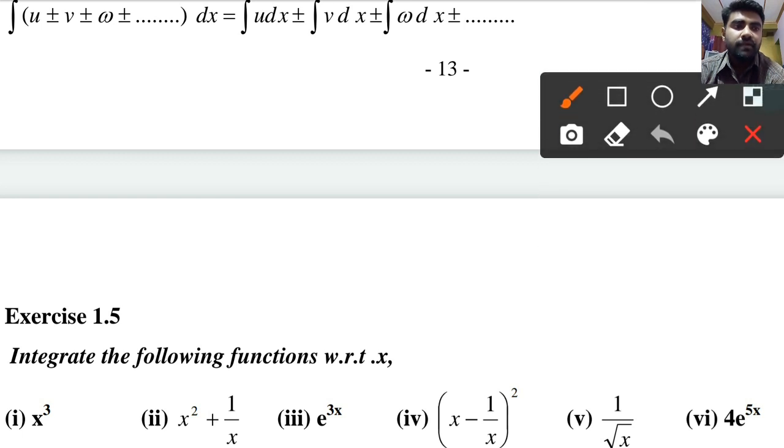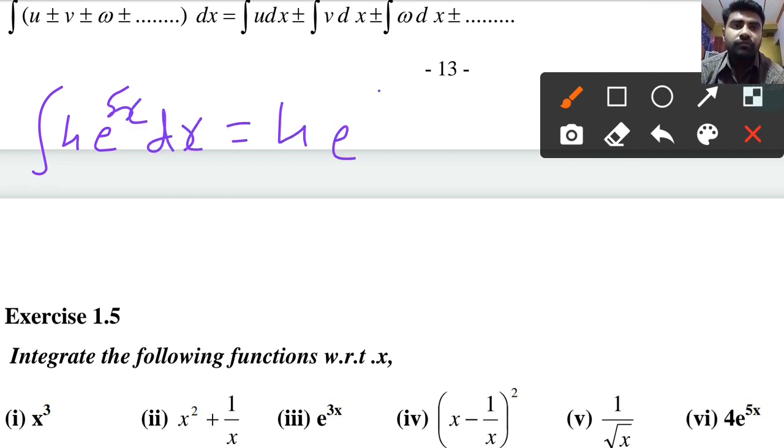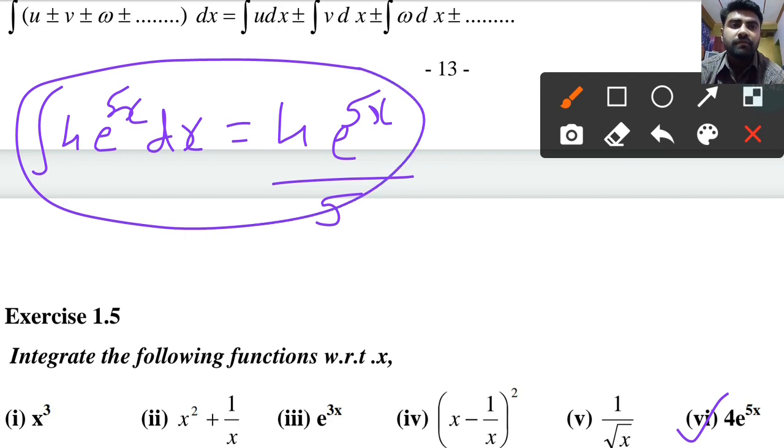And now this sixth one, integration of 4 e raised to 5x dx. So 4 is constant, e raised to 5x. So now differentiation of 5x: 5 is constant, dx by dx is 1. So 4 e raised to 5x upon 5. So that is the solution of this one.